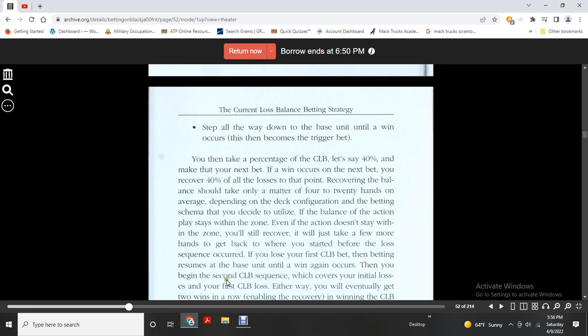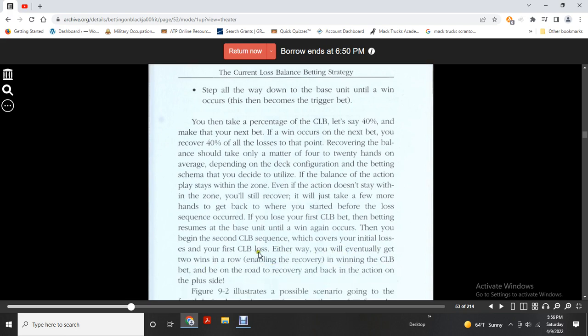This will begin a second clearance losing bet sequence, which covers your initial losses and your first clearance losing bet loss. Either way, you will eventually get back to 2 wins in a row, enabling the recovery of the clearance losing bet. That is the road to recovery and back into the action on the plus side.